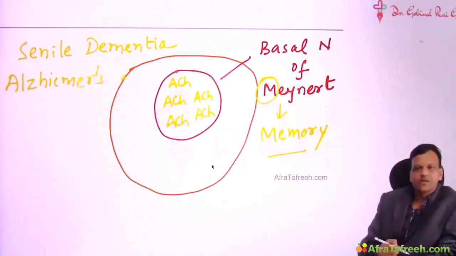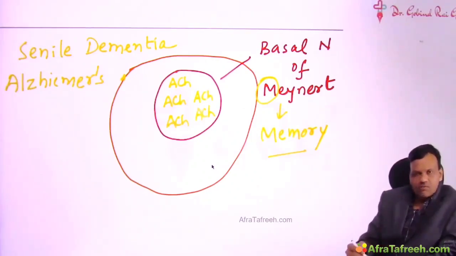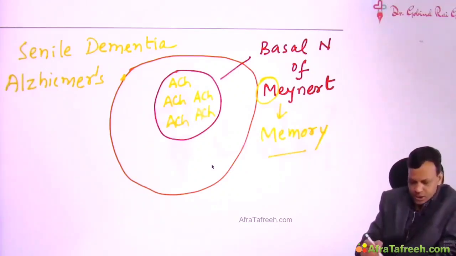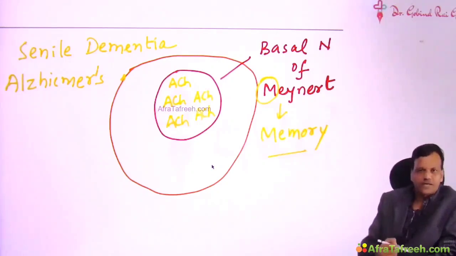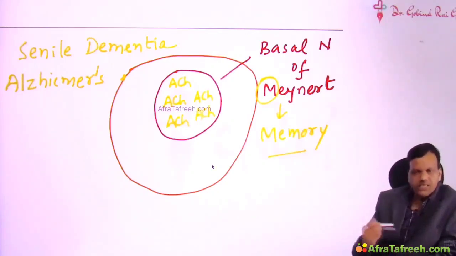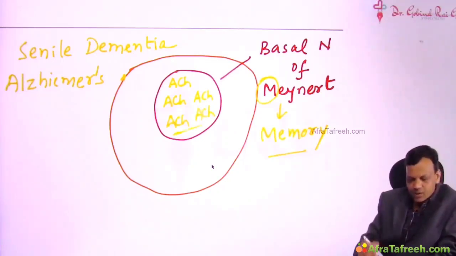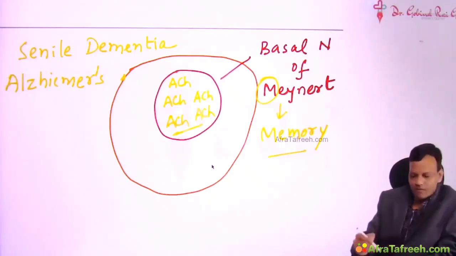Alzheimer's dementia. Senile dementia or Alzheimer's dementia is loss of memory occurring in old age patients due to degeneration of cholinergic neurons in the basal nucleus of Meynert. So what we want in this condition is to improve memory, and we can improve memory by increasing acetylcholine in the brain. For increasing acetylcholine in the brain, we will want an acetylcholine esterase inhibitor.